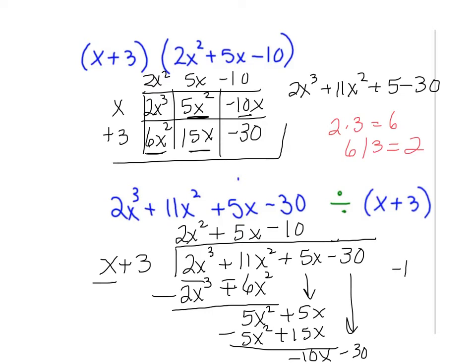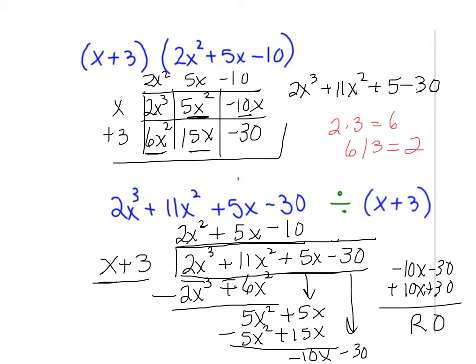Can you see I'm out of room? This is not good. Minus 30. So minus 10x minus 30. Change the sign and add it, and I have a remainder of 0. So this is the factor. Now it should look familiar, right? Because x plus 3 times 2x squared plus 5x minus 10 gets me my original that was inside the box.